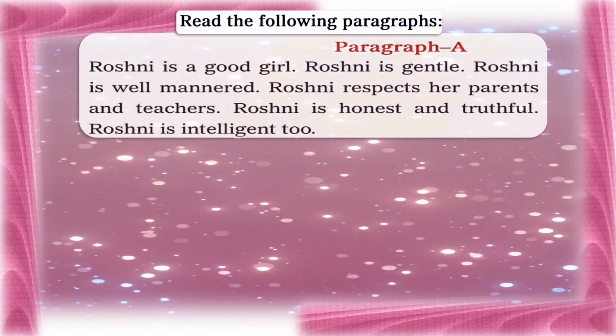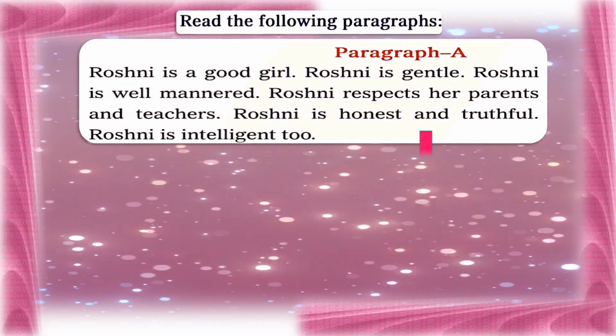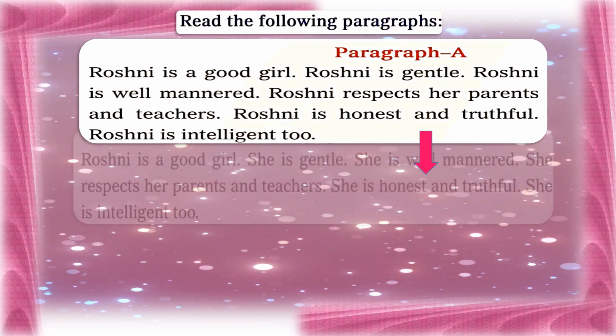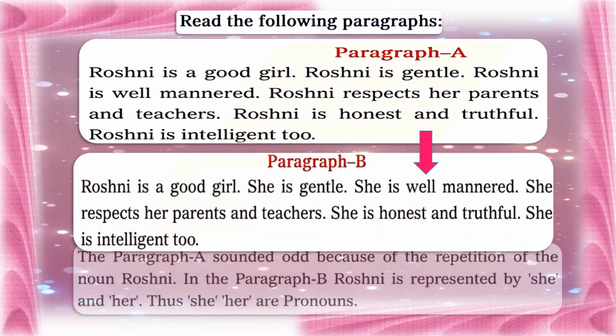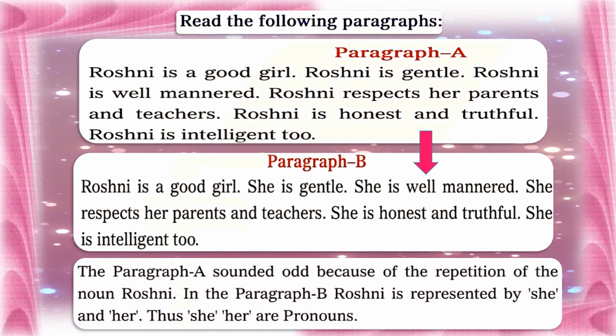Now let's read the following paragraph. Roshni is a good girl. Roshni is gentle. Roshni is well mannered. Roshni respects her parents and teachers. Roshni is honest and truthful. Roshni is intelligent too. Now let's see the second paragraph.